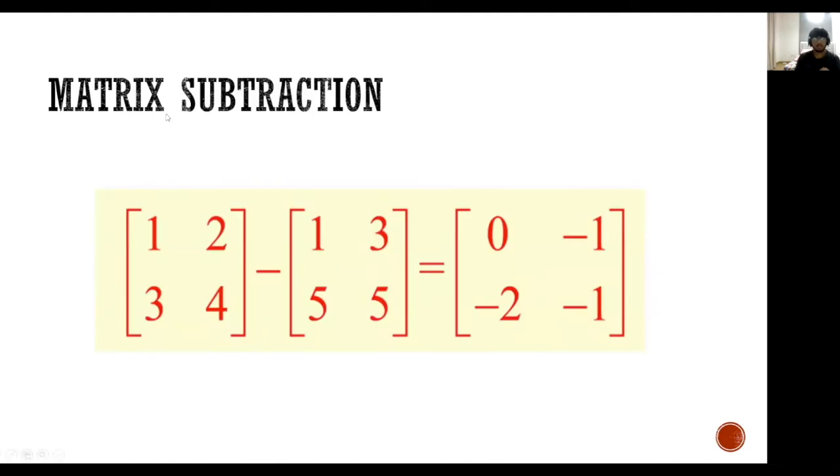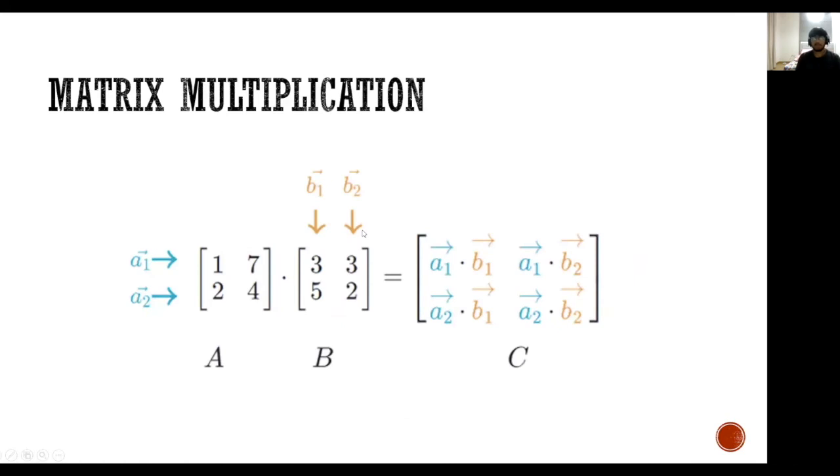Now, matrix subtraction. It's the same concept as matrix addition. Let's see what's going on here. So you have 1 minus 1, which is 0, 2 minus 3, which is minus 1, 3 minus 5, which is minus 2, and 4 minus 5, which is minus 1. Again, we're using the same methodology as we did for matrix addition. Now, matrix multiplication. This is something really basic.